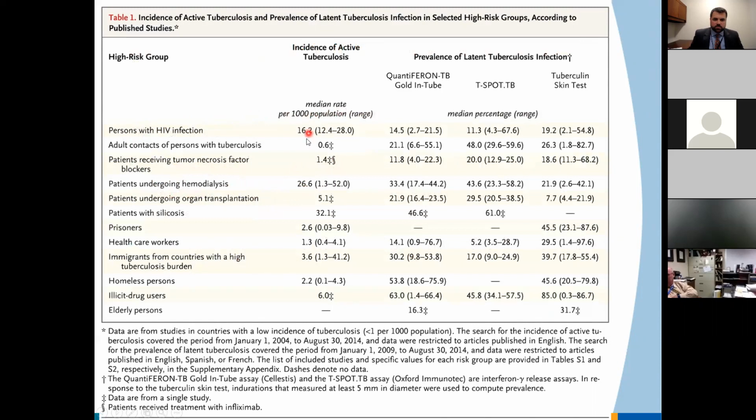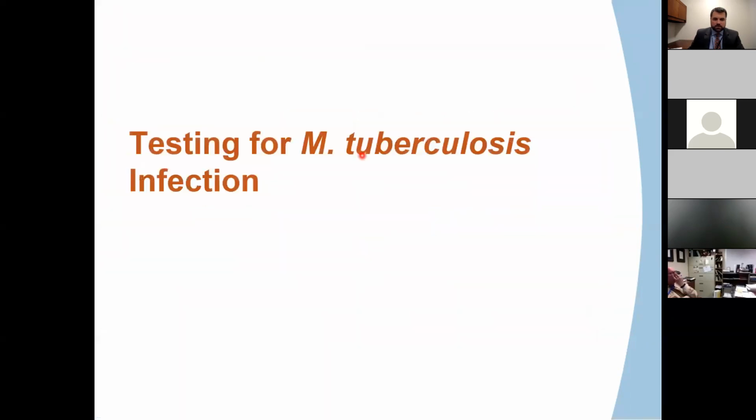So dialysis patients, people with HIV, prisoners, healthcare workers also have an elevated risk. Immigrants from countries with a high tuberculosis burden, and homeless people. So these are all high-risk patients. When you're thinking of the spectrum of patients to worry about when they complain of TB symptoms, if they're a dialysis patient, they're at high risk. If they're an HIV patient, that's another high-risk population. So when you're thinking of how much you should worry about this patient having TB, these are high-risk patients.